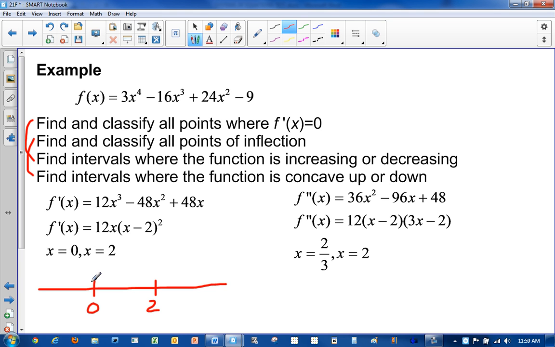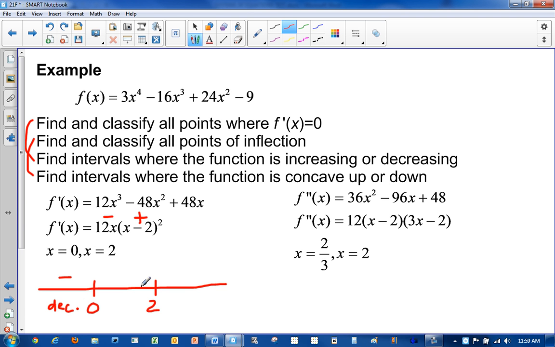I am going to pick a number that is less than 0 and see what happens to the first derivative. So if I pick -1, well, 12 times -1 will be negative, and -1 minus 2 will be negative, but when I square it, it will be positive. So the first derivative is negative everywhere before x equals 0, which means that my original function is decreasing.